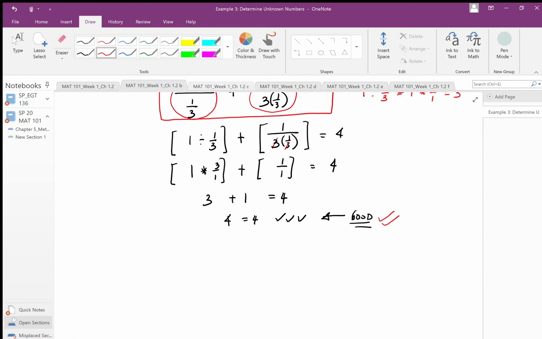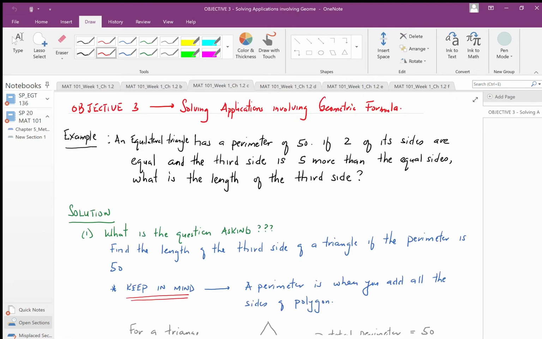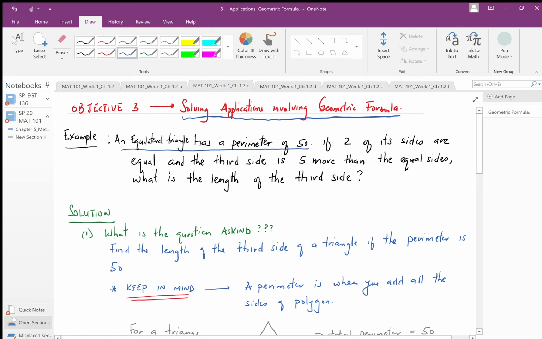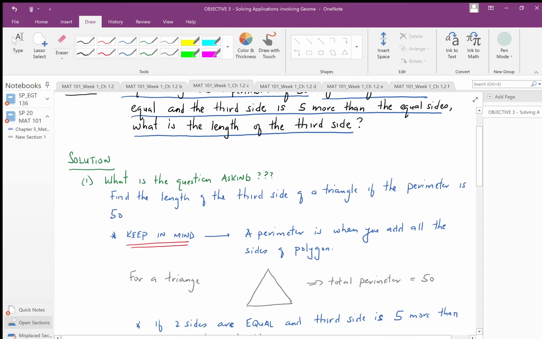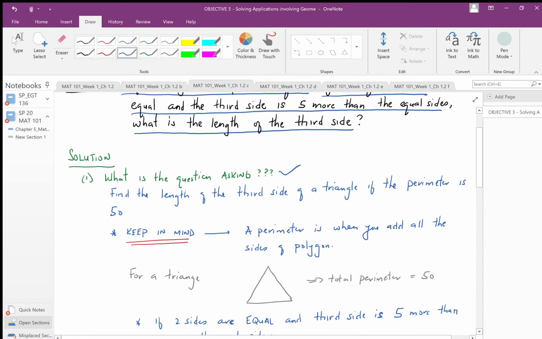Okay. Let's go to another exercise problem. In this case, we're going to solve applications involving geometric formulas. So we have an equilateral triangle that has a perimeter of 50. If two of its sides are equal and the third side is 5 more than the equal sides, what is the length of the third side? So our first question is, what is the question asking? The question is asking us to find the length of the third side of a triangle if the perimeter is 50.